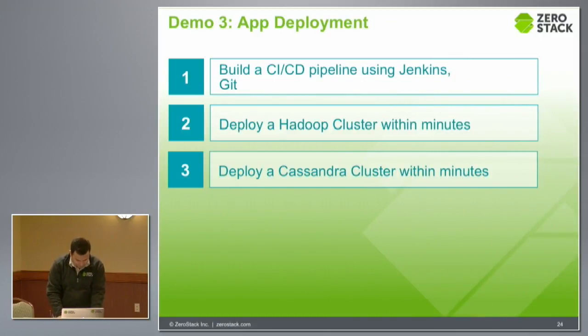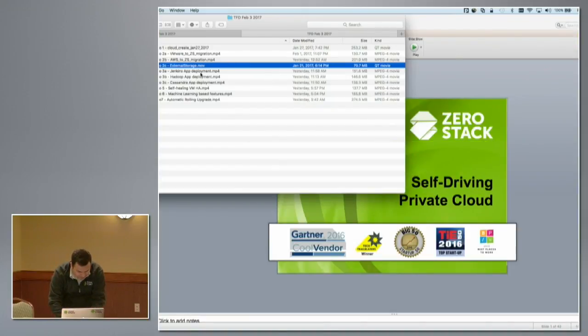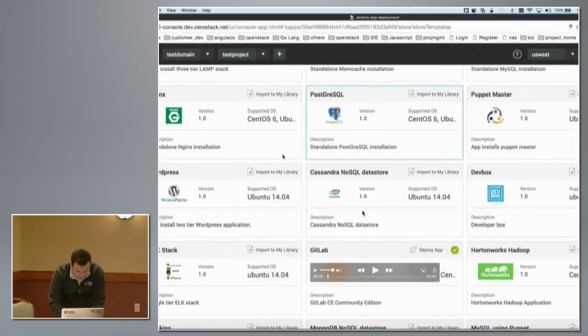So again, I'll go through 3 different demos here. One, Jenkins, which you basically use to build your CI/CD pipeline, deployment of a Hadoop cluster, and a Cassandra cluster. So let me quickly go through Jenkins first.